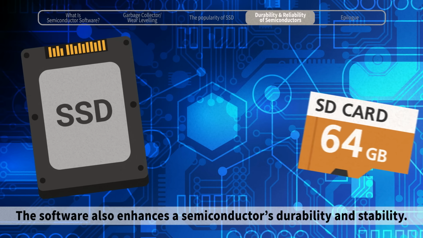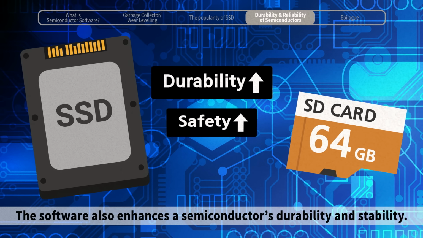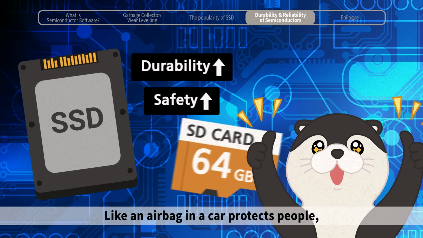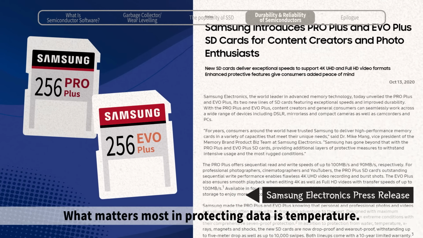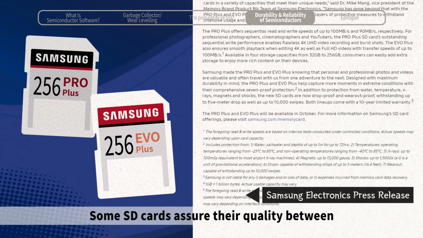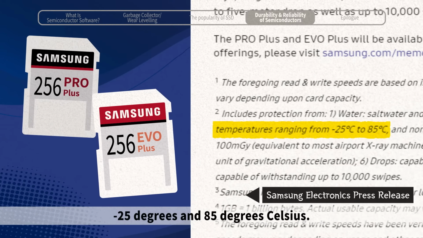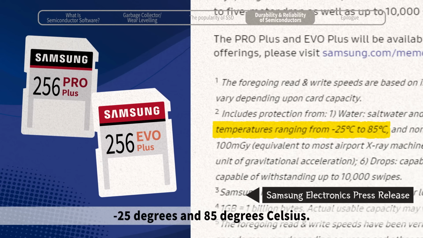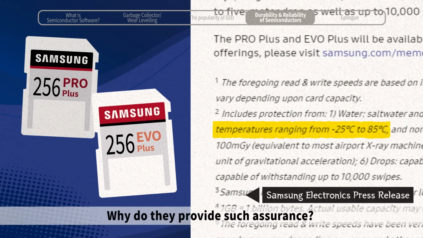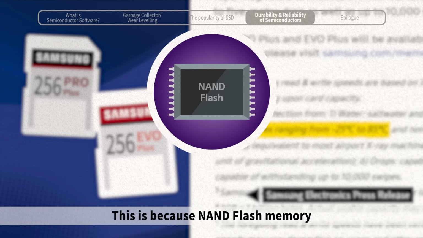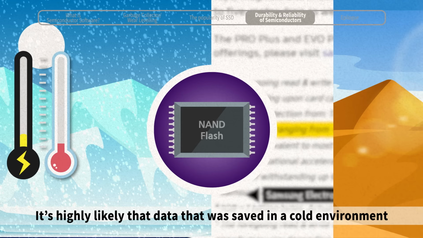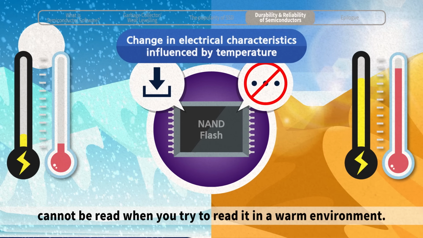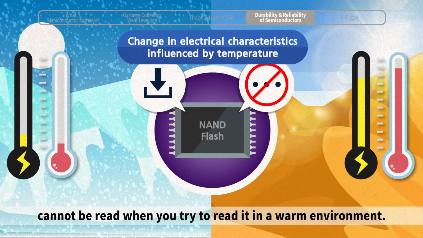The software also enhances the semiconductor's durability and stability. Like an airbag in a car protects people, the semiconductor software protects data. What matters most in protecting data is temperature. Some SD cards assure their quality between -25 degrees and 85 degrees Celsius. Why do they provide such assurance? This is because NAND flash memory is largely influenced by temperature. It's highly likely that data that was saved in a cold environment cannot be read when you try to read it in a warm environment.